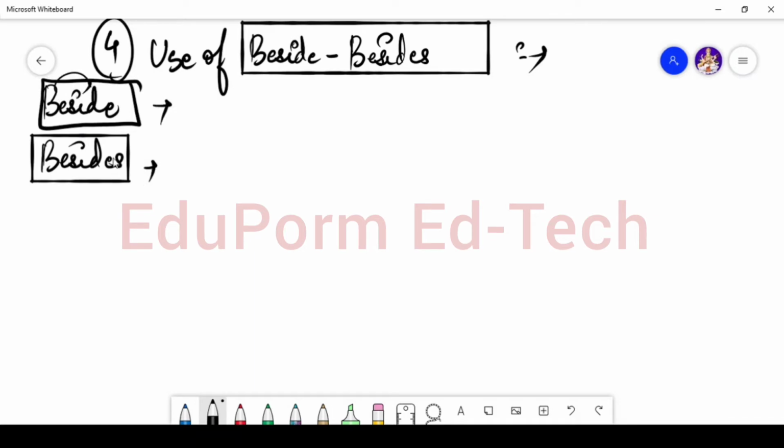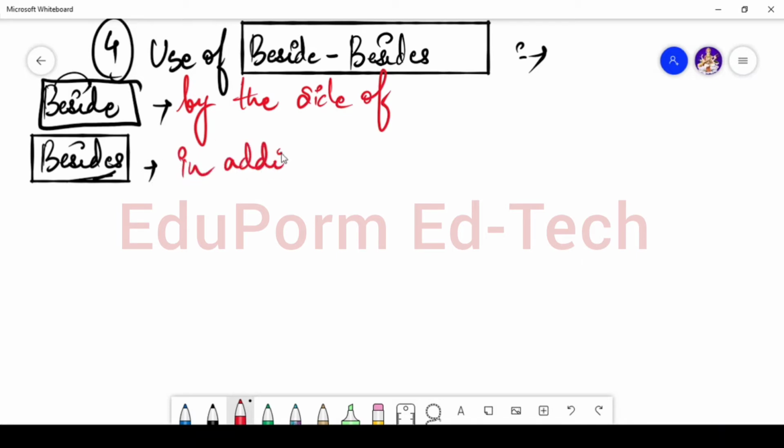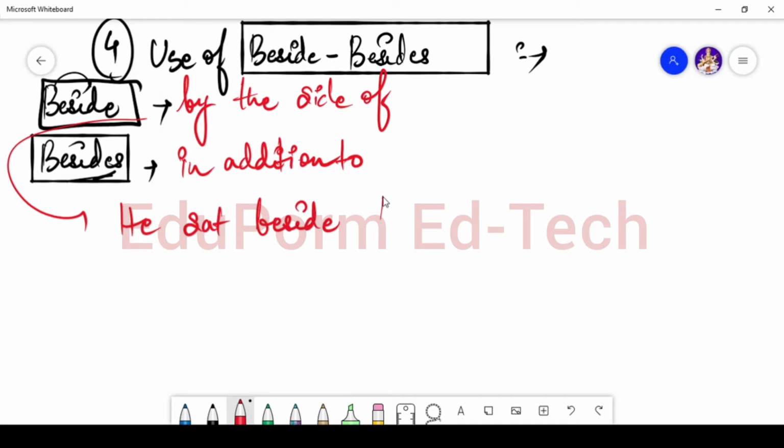Beside means by the side of, and besides means in addition to. Okay, first of all, understand the meaning. Beside means by the side of. Besides means in addition to. Like if I have to say, he sat beside me means wo mere bagal mein aake baith gaya. Okay, he sat beside me.